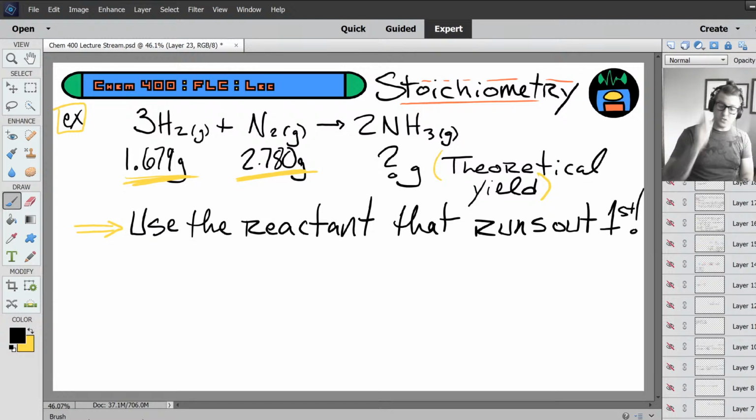All right? You use the reactant that runs out first. And you may be going, what am I talking about? What am I talking about? And here's what I'm talking about. All right, so here's the deal.